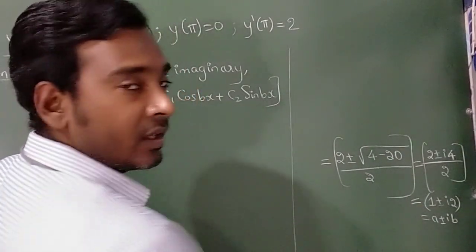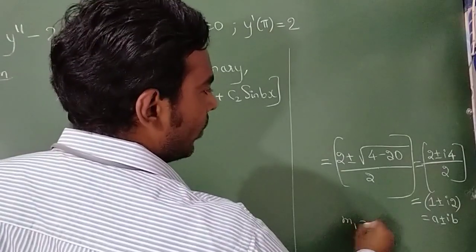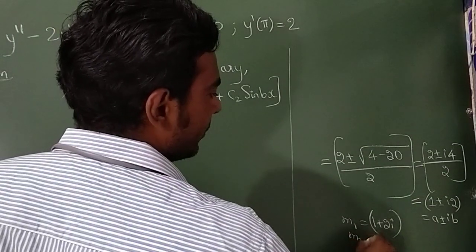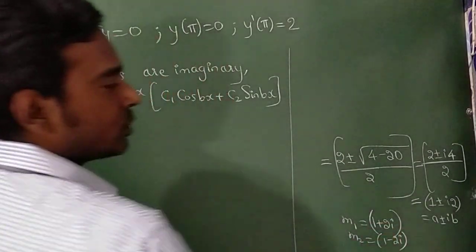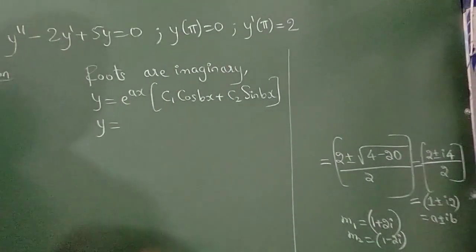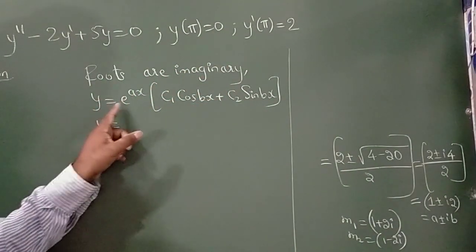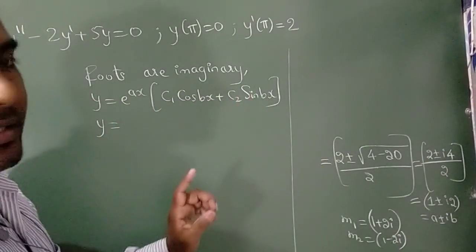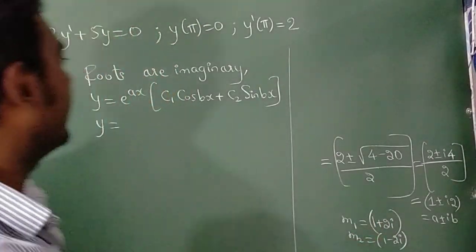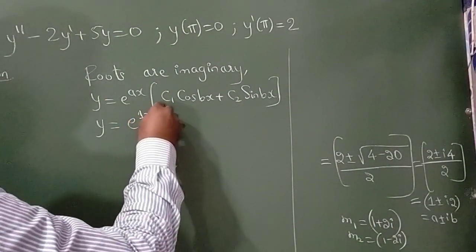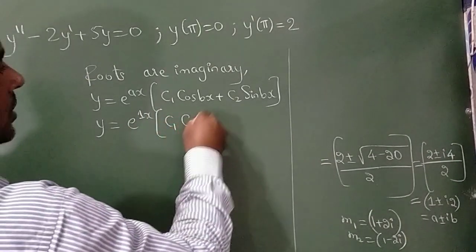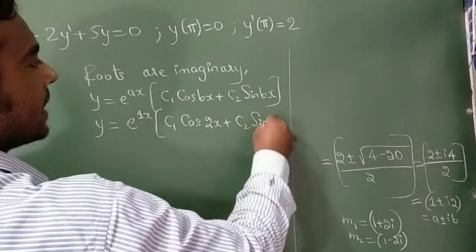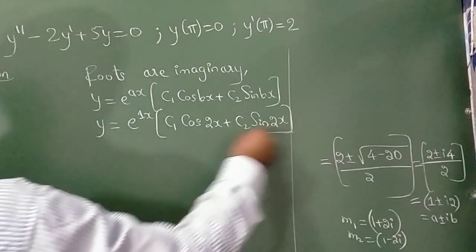Now here I have got roots m1 as 1 plus 2i and m2 as 1 minus 2i. So the roots are imaginary. For imaginary roots, the formula is y is equal to e raised to ax into c1 cos bx plus c2 sin bx. Now what is the value of a? a is 1. So I have to write e raised to 1 into x, c1 cos bx. What is b here? b is 2. So I have to write 2x plus c2 sin 2x.